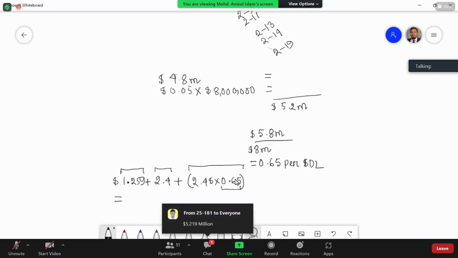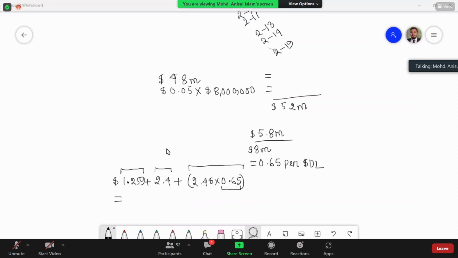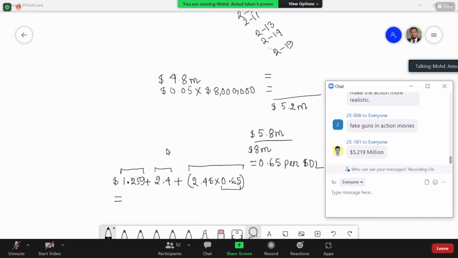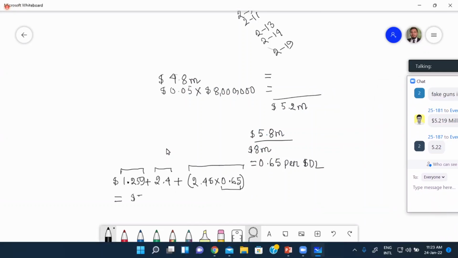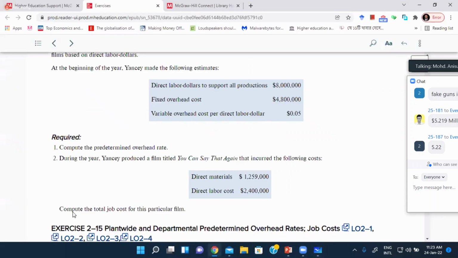Okay. So what will be the total? I believe I have got one response yet. Okay, 5.219 million. Okay, 5.22 million in more precise number. If we write in more brief form, that should be our response to requirement number 2, compute the total job cost for the particular film.